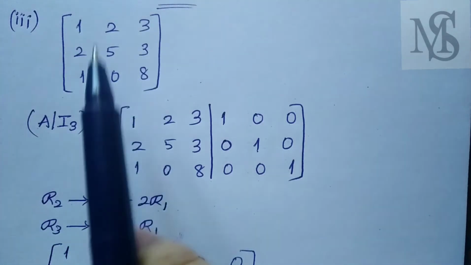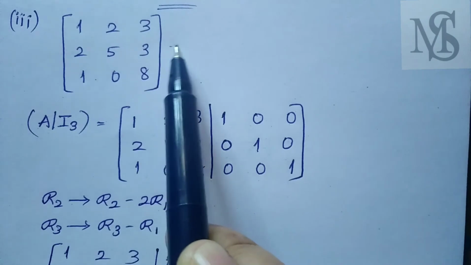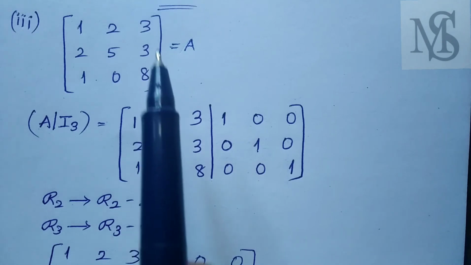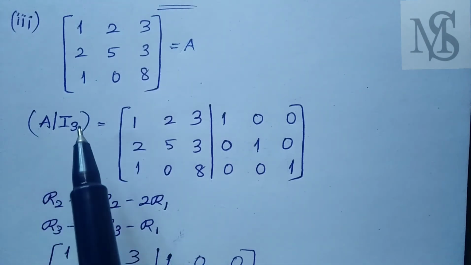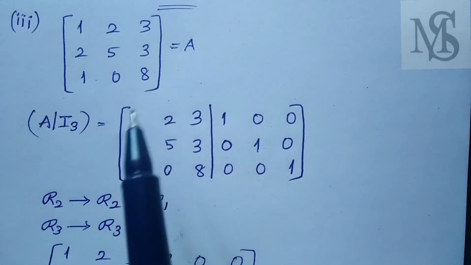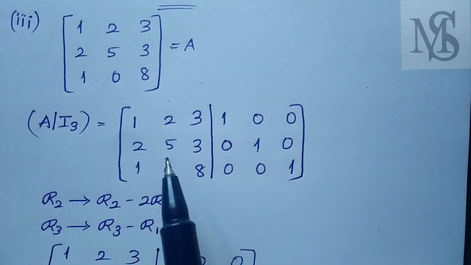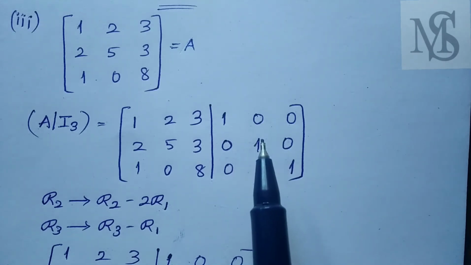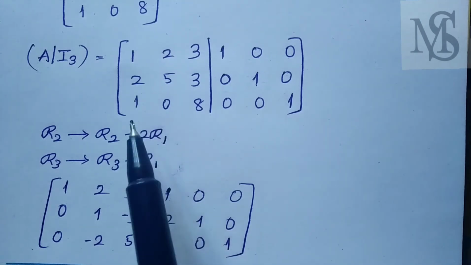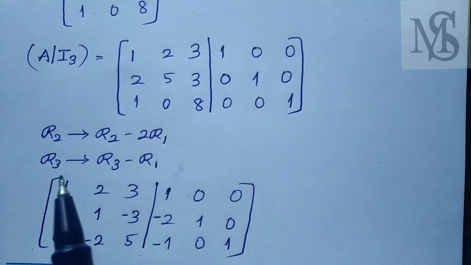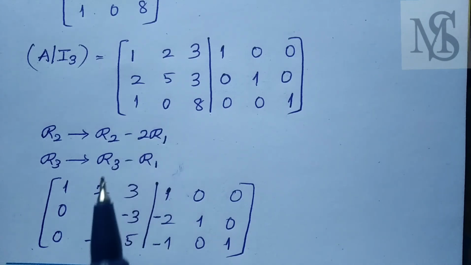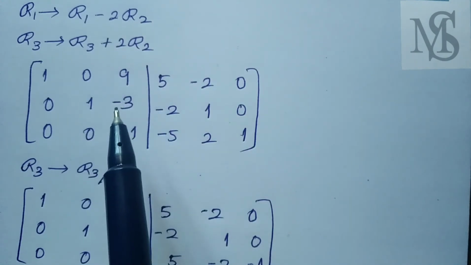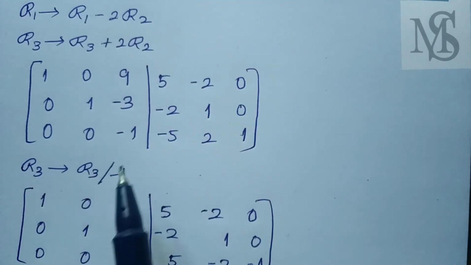Roman number 3, in the question they have given a matrix. We are taking this as A, and by using Gauss-Jordan method we are going to find the A inverse of this, that is A augment I3. I3 is the identity matrix of 3 cross 3. We have to change the A matrix to the identity matrix, and the identity matrix will become a new matrix, that is known as A inverse. Keeping R1 as it is and changing R2 and R3, R2 tends to R2 minus 2 R1 and R3 tends to R3 minus R1. If we apply these rules, we get a matrix like this. Again, according to this rule, it has become like this. Again, R3 tends to R3 divided by minus 1.